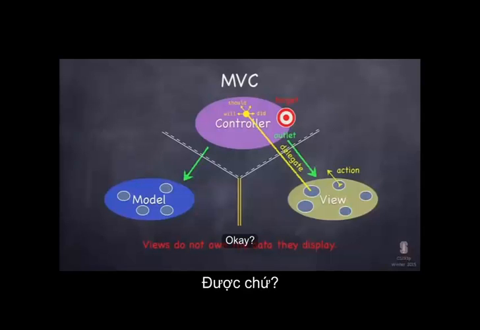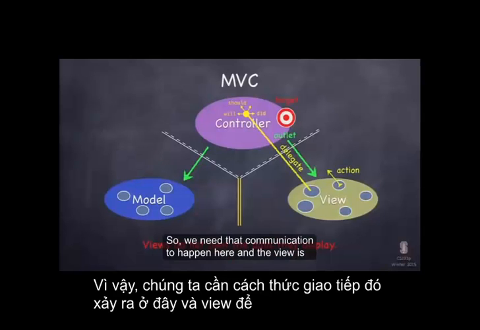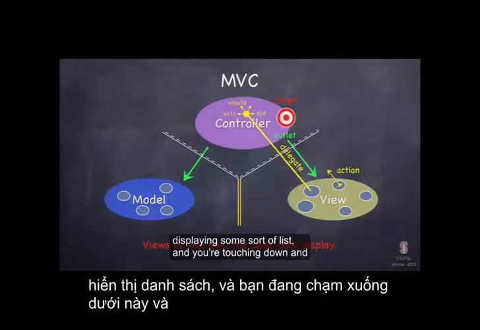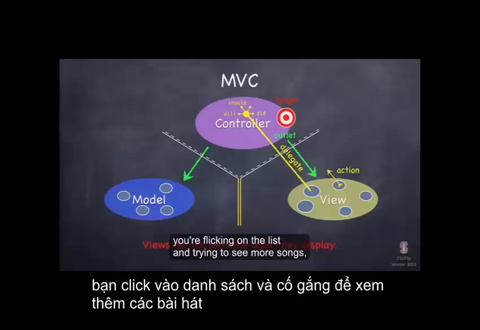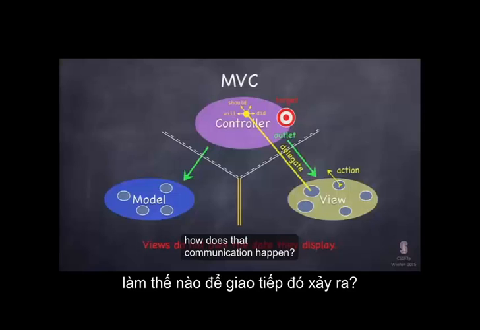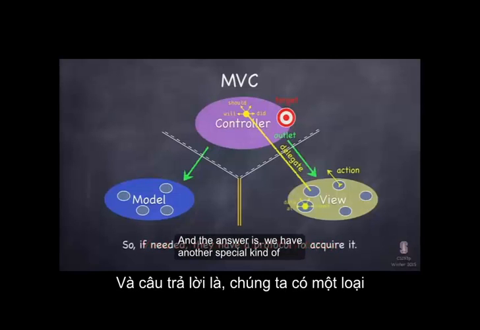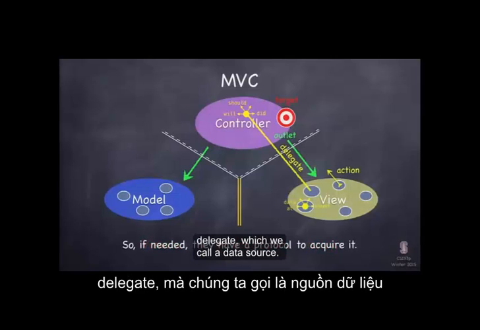Okay, so we need that communication to happen here. The view is displaying some sort of list, and you're touching down and flicking on the list, trying to see more songs. How does that communication happen? And the answer is, we have another special kind of delegate, which we call a data source.